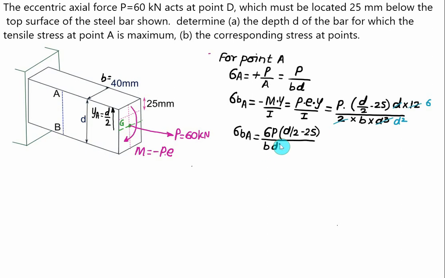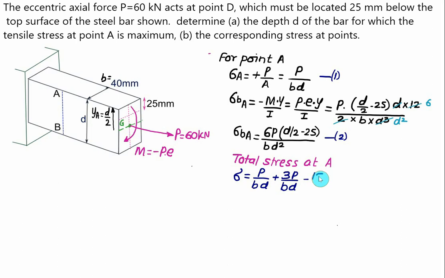Now we can calculate here the total stress. Total stress is the axial stress given by equation 1 plus the bending stress given by equation 2. So in this case the total stress will be represented as sigma equal to P divided by B multiplied by D plus, we'll expand this bracket here. 6 and 2 become 3, so we have 3 times of P. In the denominator we have d square and in the numerator we have d, so one term of d is left. Then we have minus 6 into 25 is 150 times of P divided by b d square.